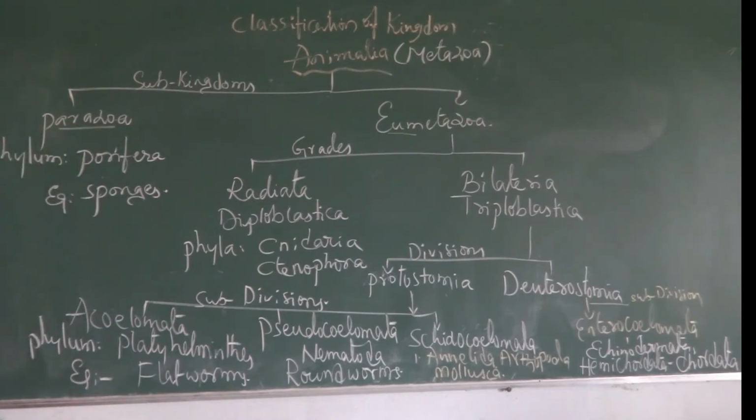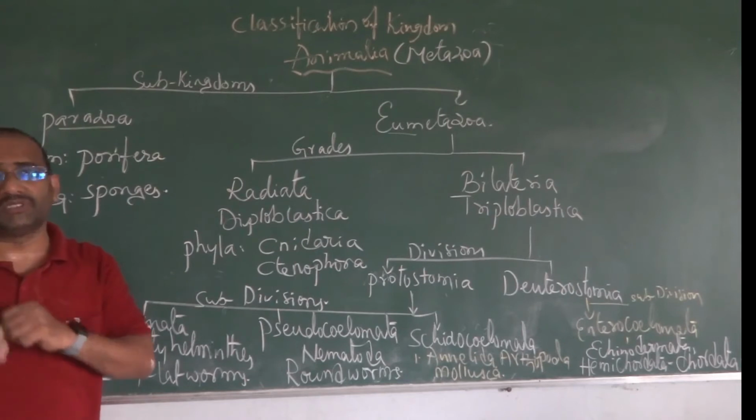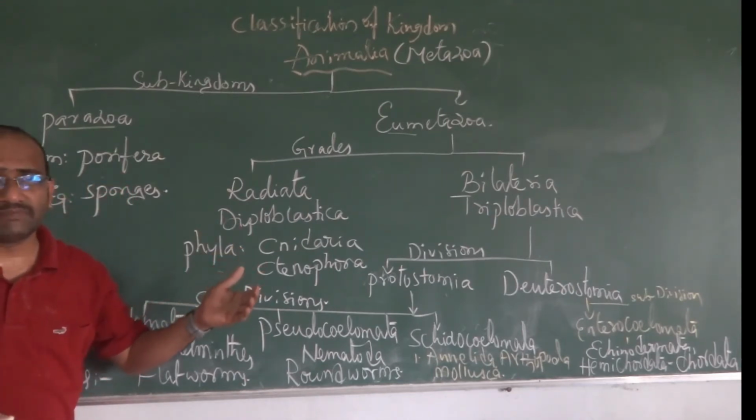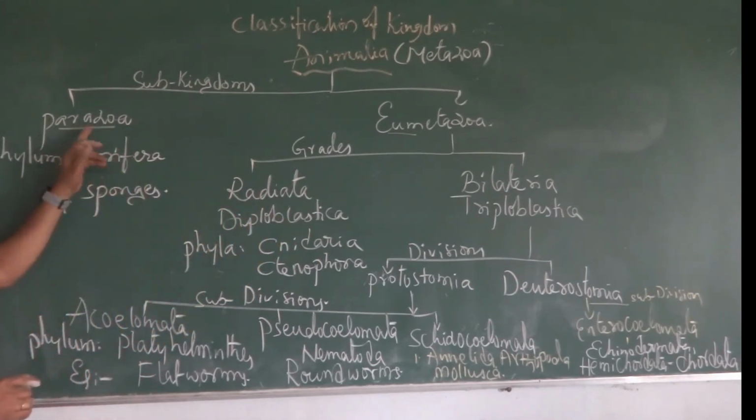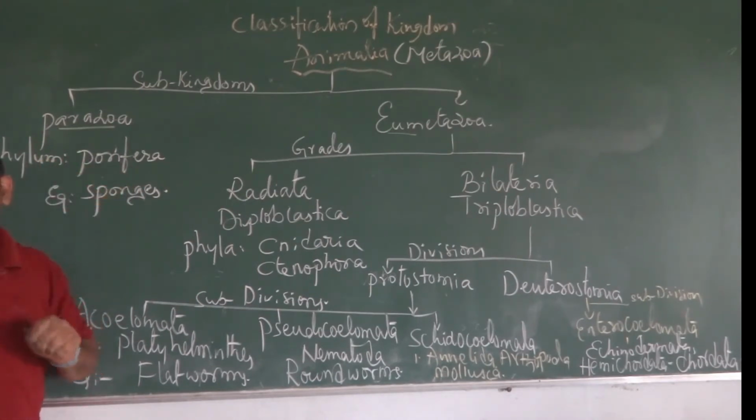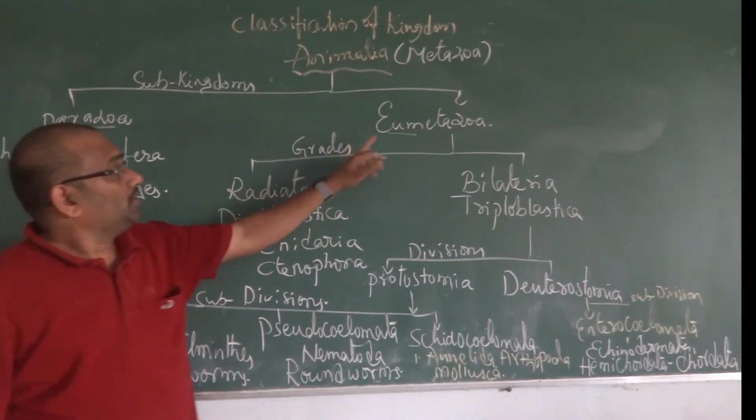Parazoa is one of the sub-kingdoms. It is also known as the blind offshoot because from this Parazoa no other organisms were created. Parazoa includes the phylum Porifera. Examples are sponges. So the Porifera phylum contains sponges. All come under the subkingdom Parazoa.